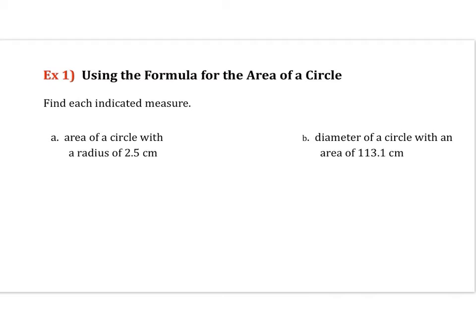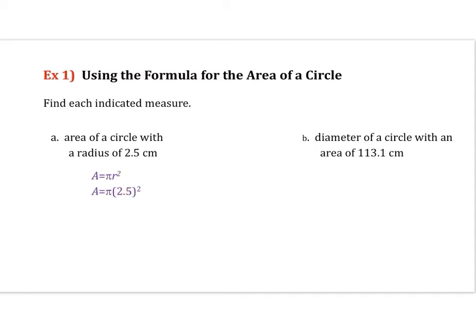So let's take a moment to practice using our formula for area of a circle. Find each indicated measure. So part A, area of a circle with a radius of 2.5 centimeters. Let's start by writing out the formula. So capital A equals pi times r squared. Next, we want to substitute the values that we are given. So we're given the r value, so we substitute 2.5 in place of r.